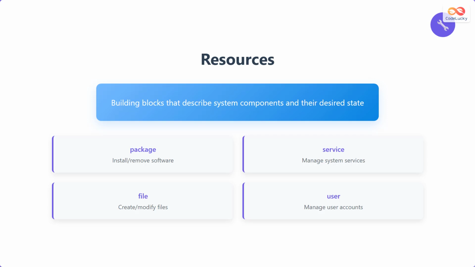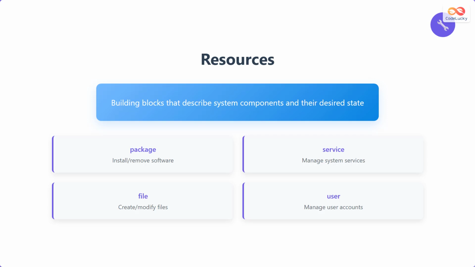Resources are the building blocks of Chef recipes that describe system components and their desired state. Each resource represents a specific piece of your infrastructure, such as a file, package, service, or user account. Resources are declarative, meaning you specify what you want, not how to achieve it. The package resource is used to install or remove software packages.